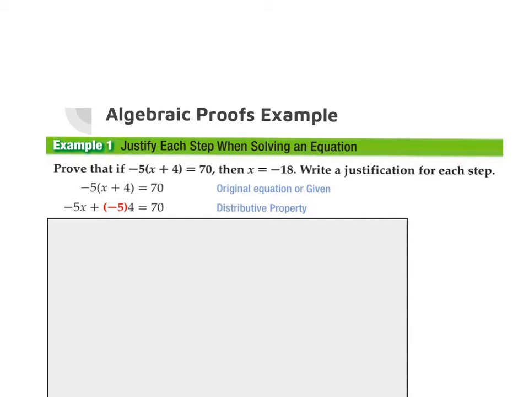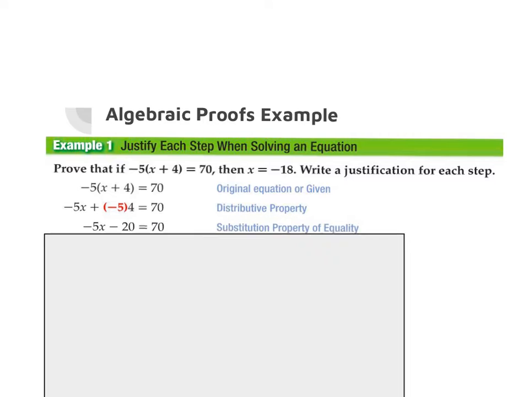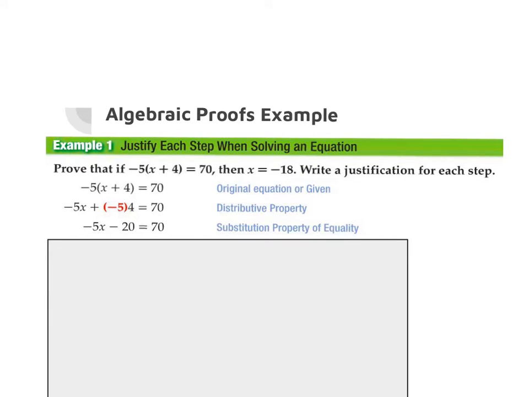So we start off, as you remember, with the distributive property where you're going to distribute negative 5 into x and positive 4. Next, we have our substitution property of equality. We know here that negative 5 times 4 is equal to negative 20, so we substitute that in. And then we are writing that down here on the right side.